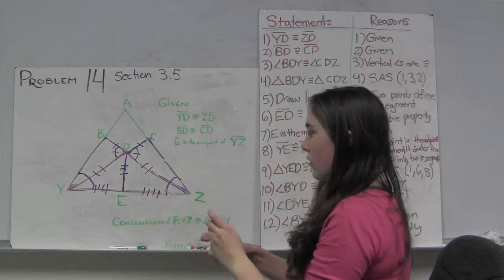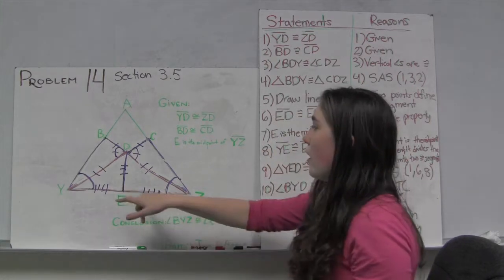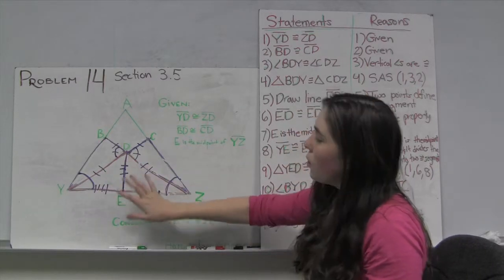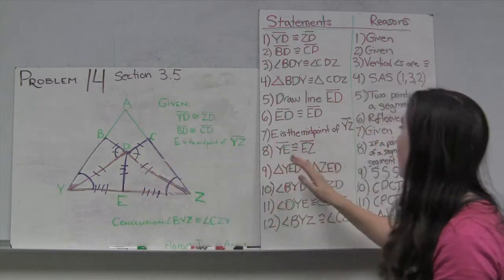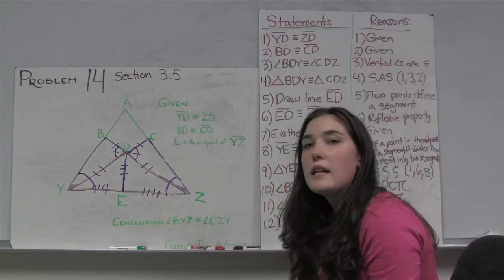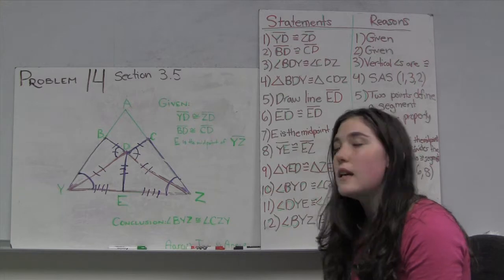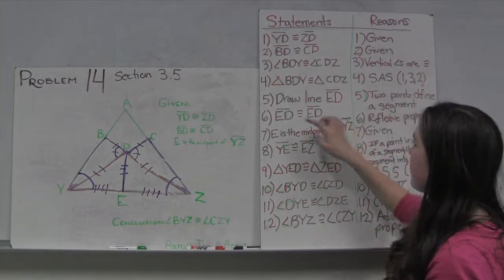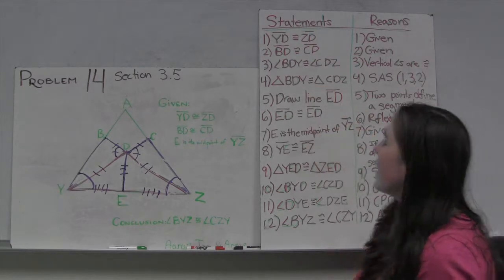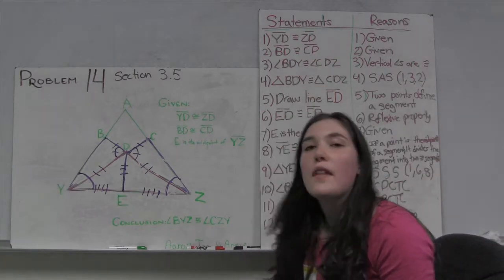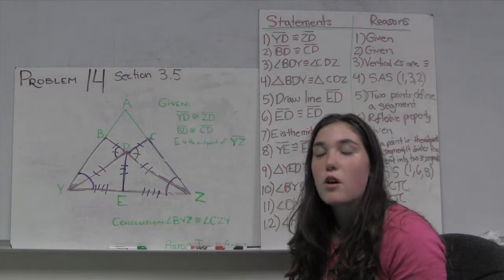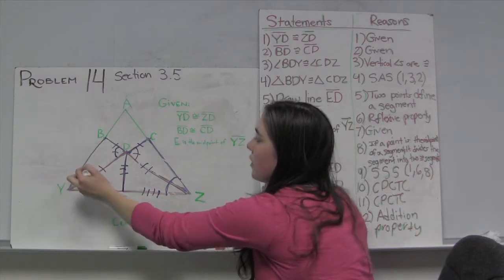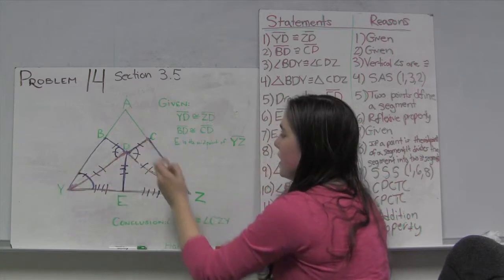And then, since we know already that YD is congruent to ZD, we have three sides. So we can prove that triangle YED is congruent to triangle ZED with three sides in steps 1, 6, and 8. And then since we know that congruent parts of congruent triangles are congruent, we can show that angle BYD is congruent with angle CZD.